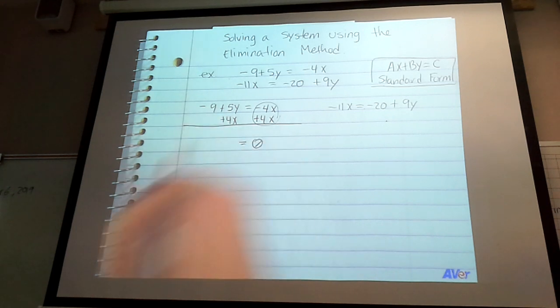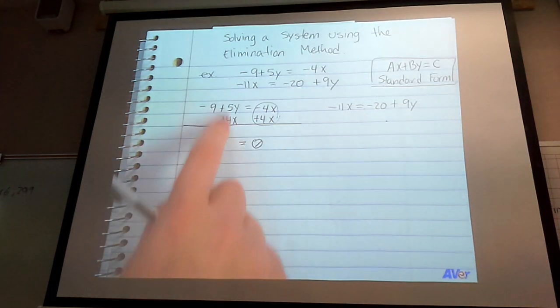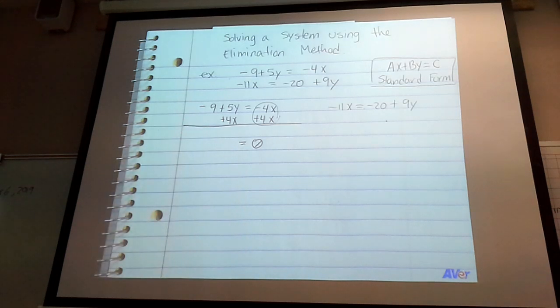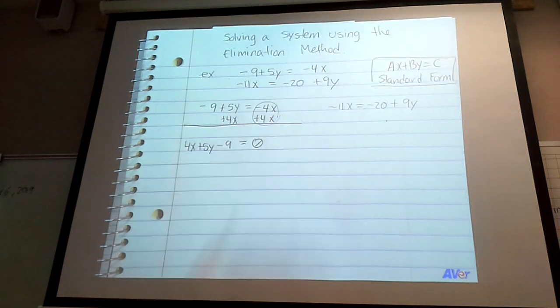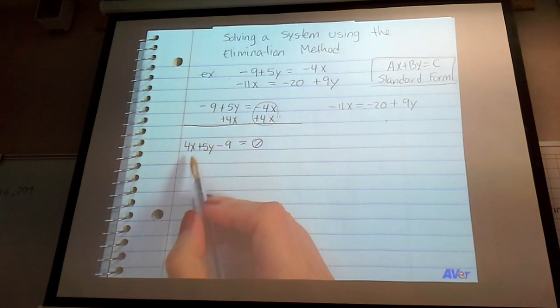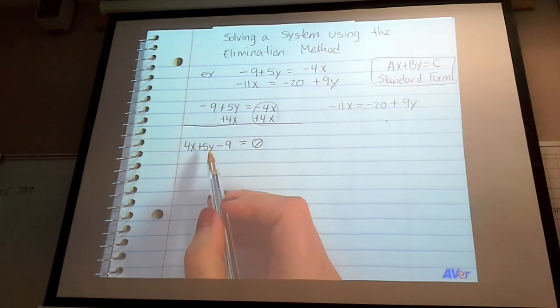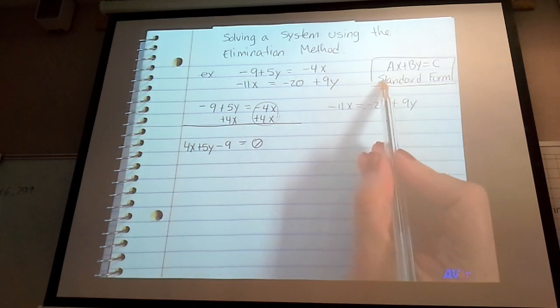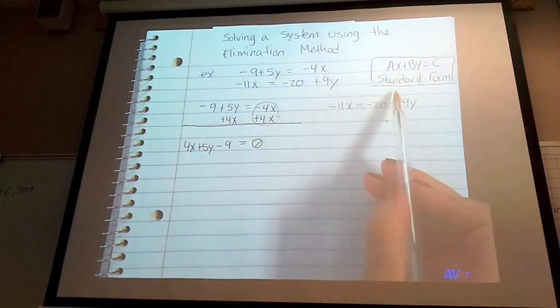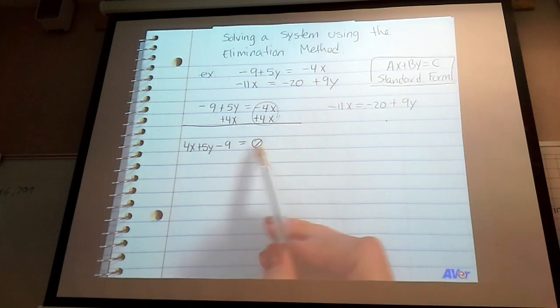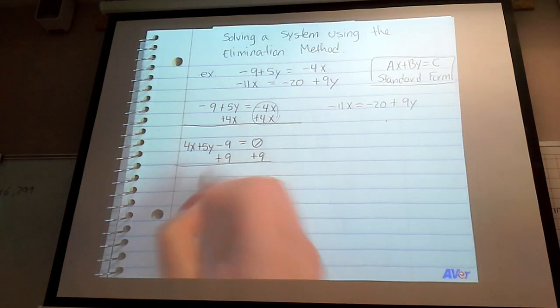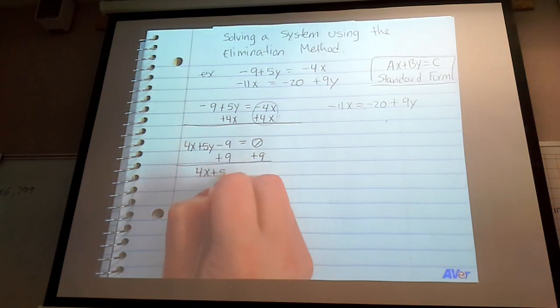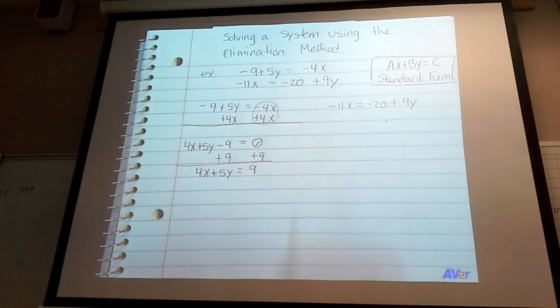Here, I can't combine any terms because they're all different. This has an x, that has a y, that doesn't have a variable. So I'm just going to write them as 4x plus 5y minus 9. This is the same thing as that. Just put them in this order where I have the x and then the y next. Again, I'm starting to make it look like this. So in order for it to look like this, I really need to move this 9 to the other side, so I have to add 9 to both sides. So this becomes 4x plus 5y equals a positive 9.